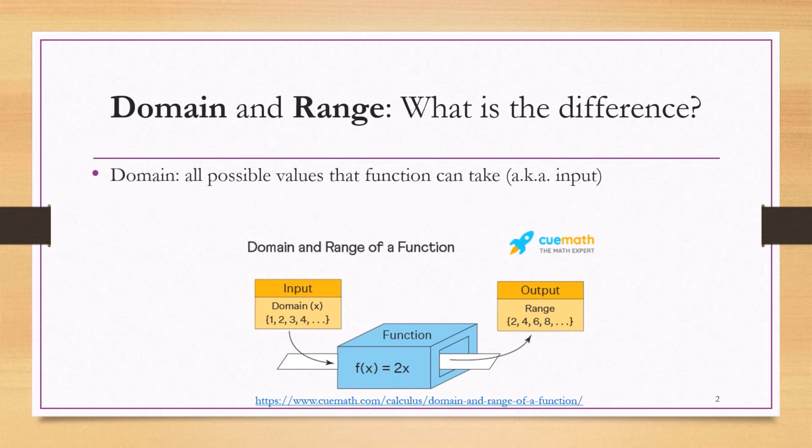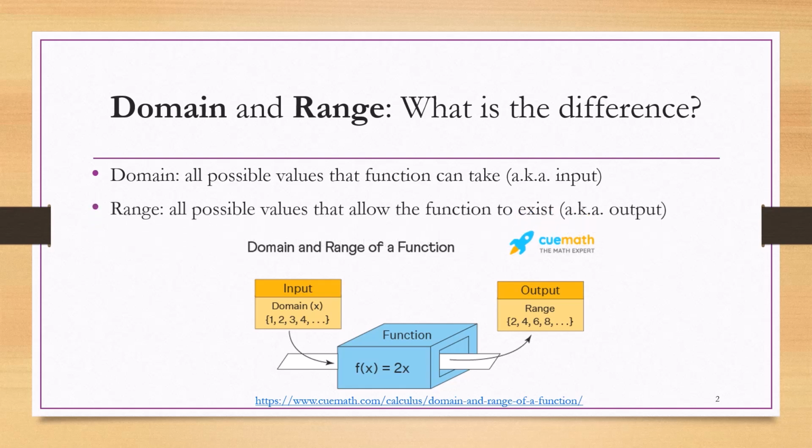The domain is all possible values that the function is able to take in, also known as the inputs of the machine or function. The range is all possible values that allow the function to exist, also known as the outputs of the machine or function.